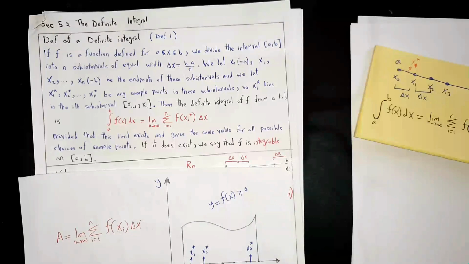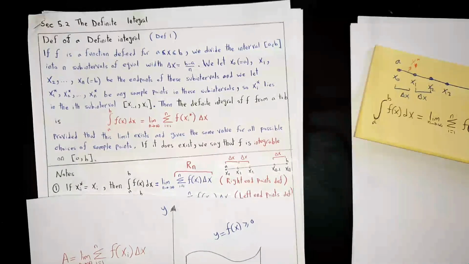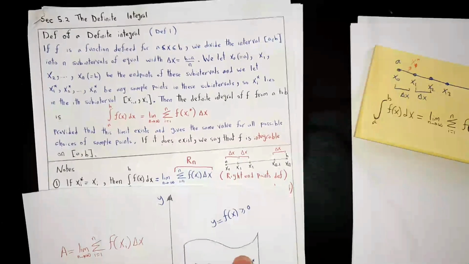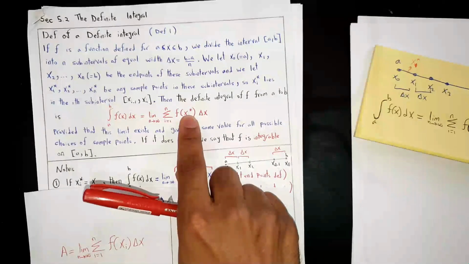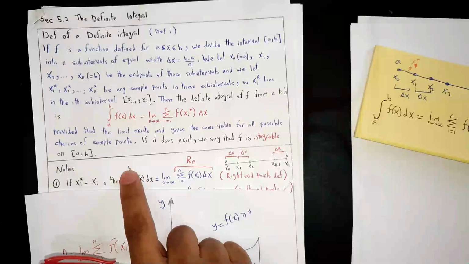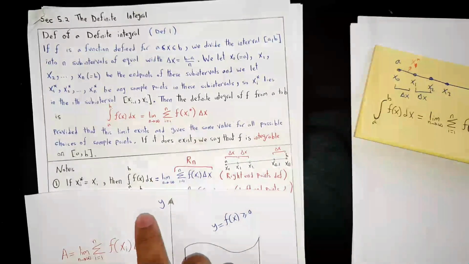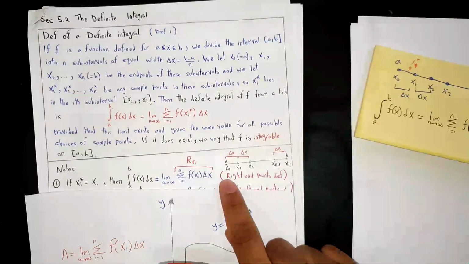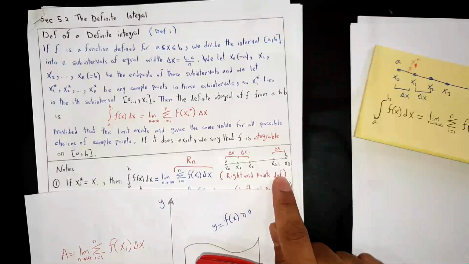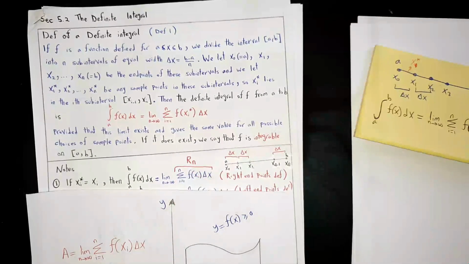Here is an advice: please read the textbook because I wrote my notes on that textbook. Good. Note number 1. It says if xi star is equal to xi in this definition, then the integral from a to b f of x dx will be the limit of summation f of xi delta x. Simply we change xi star by xi. In fact, this is the right end point definition, and this part only without the limit is called Rn.